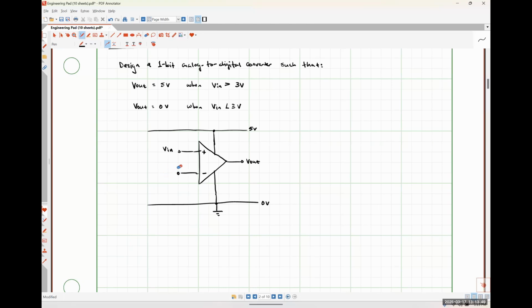And I'm going to erase that V reference thing. What I'm going to do is try to come up with some sort of voltage divider network that will allow me access to 3 volts. So my question to you all is, what values of resistors should I use to make that happen? Anybody have any thoughts?